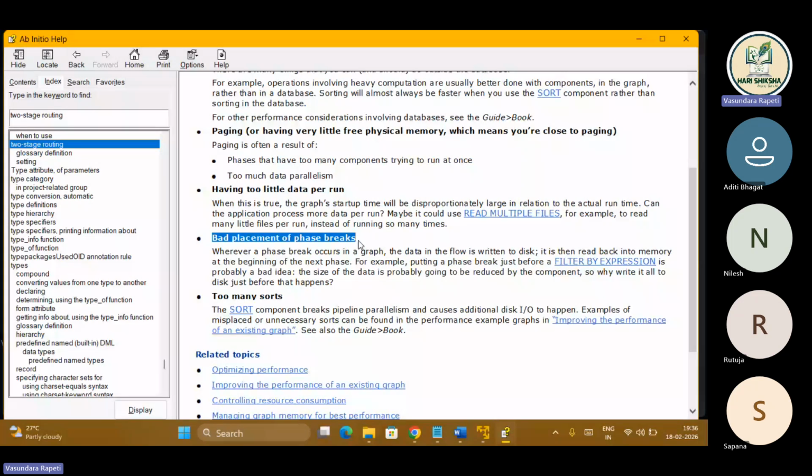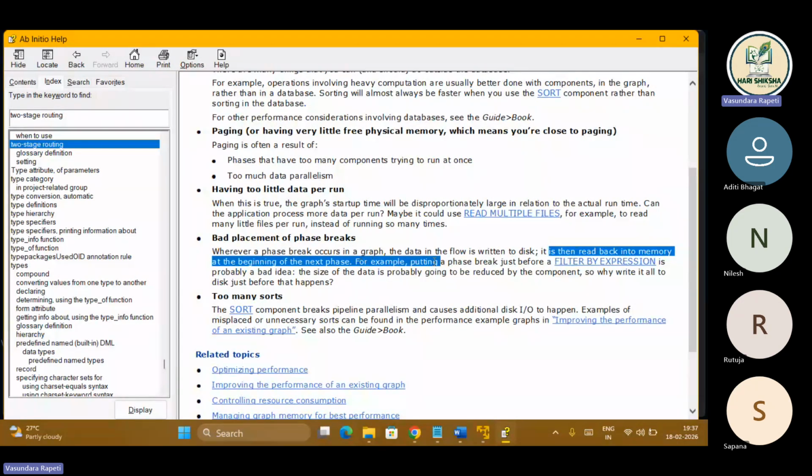So what happens actually, whenever phases are there, checkpoints are created in between the two phases, and the recovery file will be created on disk, right? So whenever a phase break occurs in a graph, the data in the flow is written on the disk. It is then read back into memory at the beginning of the next phase.